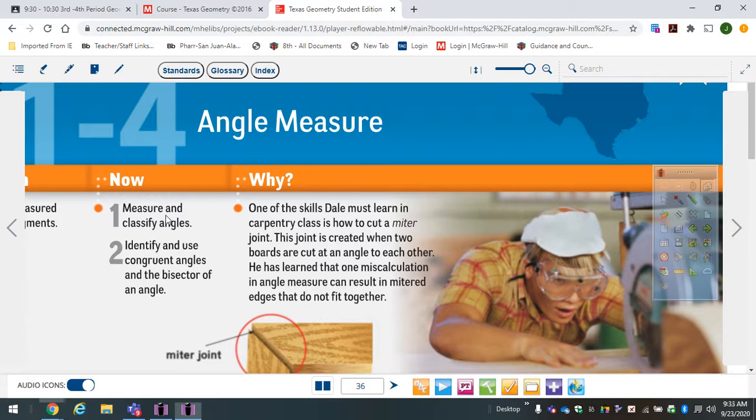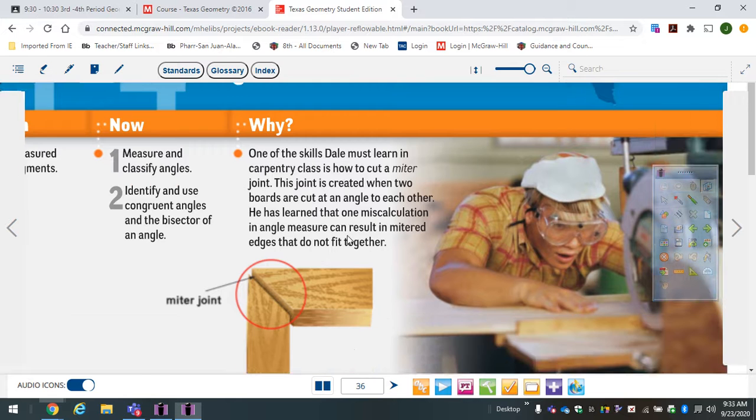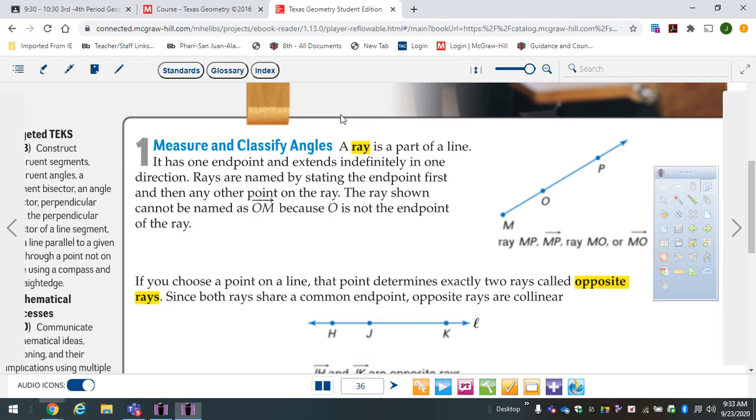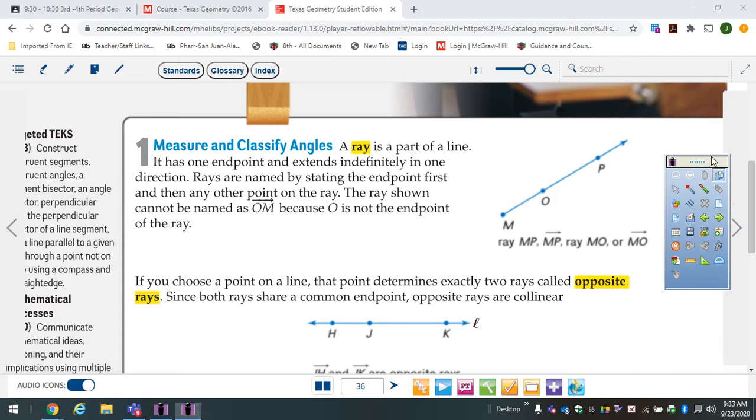Okay, angle measure. We're going to measure and classify, and we'll identify and use congruent angles. So we're going to use congruent stuff, and we're going to talk about bisectors. Do y'all know what bisector meant? Anybody remember what a bisector was? No, bi, like a bicycle, 2. Okay, sector, just cuts it in 2. Cuts it in 2 nice equal halves. So let's jump into an angle, guys. Let's start talking about an angle.